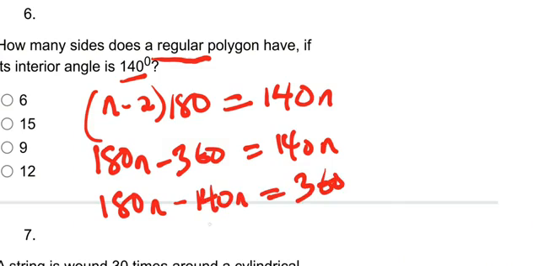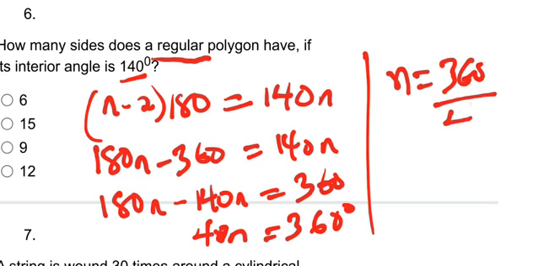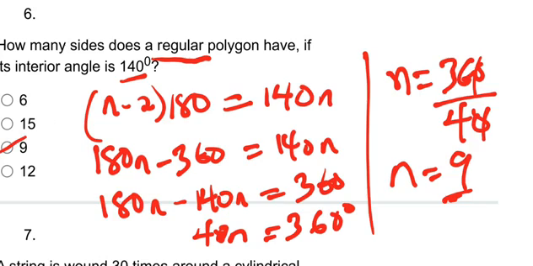So when you subtract this, this will give us 40n equals 360 degrees. So we divide both sides by 40. That means n is equal to 360 divided by what? 40. 0 cancels 0. Then n equals what? 9. And that is this option here. I hope this is clear. Move to the next question.